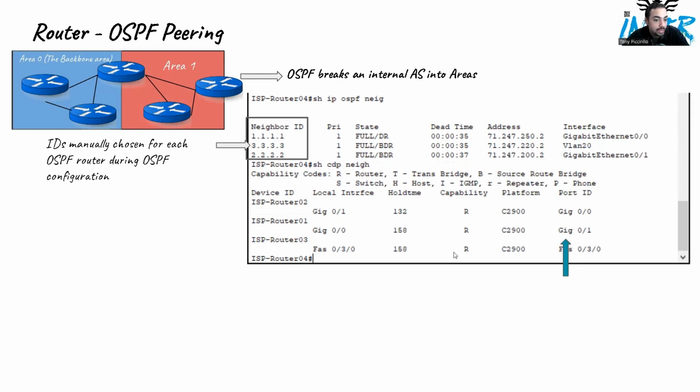So these router IDs are manually assigned to each router when configuring the OSPF settings. In this case, 1.1.1.1 is for router 01 down here, 3.3.3.3 is for router 3, and 2.2.2.2 is for router 2. We are 4.4.4.4 as we are router 4. So that's just manually assigned. You could assign it anything, but this makes it easier for you to keep track of things.